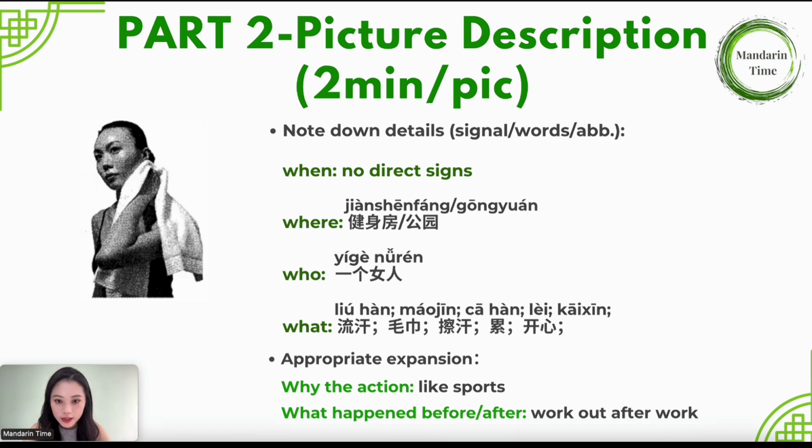In terms of the expansion, I guess she goes to the gym because she likes sports. And for what happened before or after, remember we haven't mentioned the time yet, so we can say she works out after work. And that's for the 4 W's.